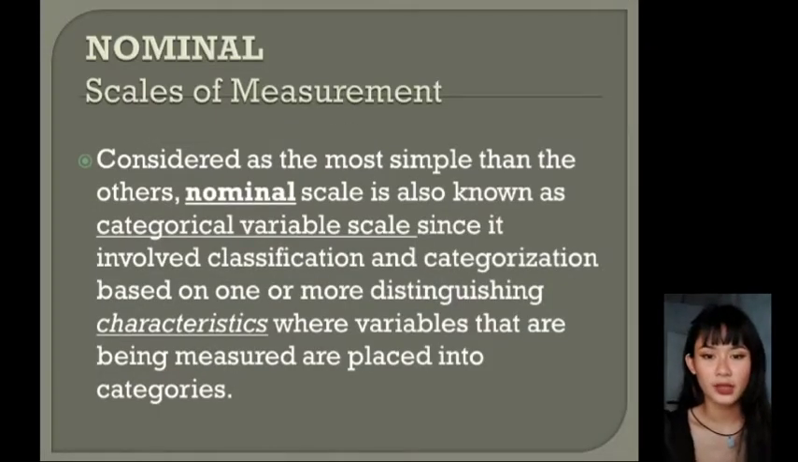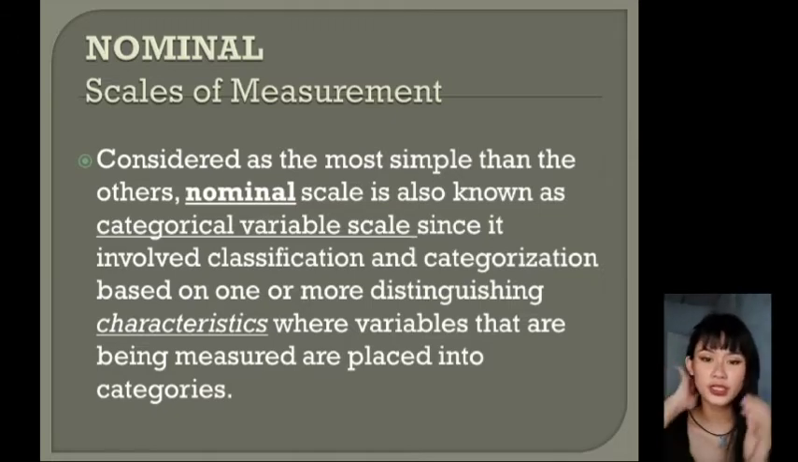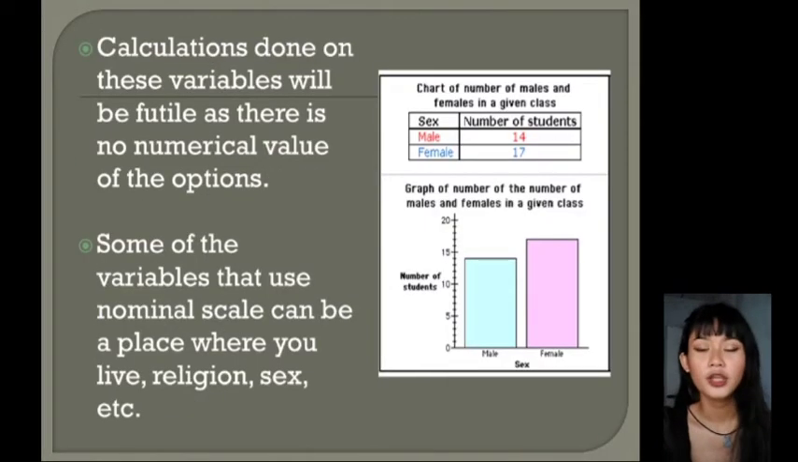Nominal scales of measurement. This type of measurement scale can be considered the simplest of the others. The nominal scale is also known as the categorical variables scale because it implies a classification and categorization based on one or more differentiators in which the measured variables are categorized. Calculations with these variables are meaningless as there is no numerical value for options. Some of the variables that use a nominal scale can be location, religion, gender, etc.